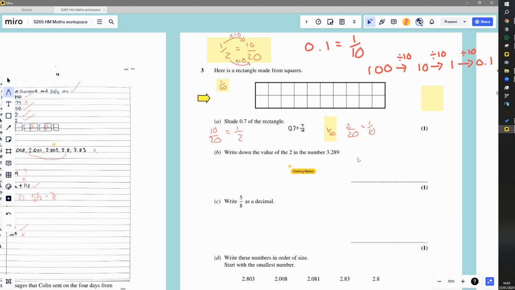So when I want to turn 7/10 into 20ths, I take the 7/10 and I want to make 20 here. How do I make 10 into 20? I times it by 2, which means I want to take the 7 and also times it by 2, which gives me 14. And so that shows me that I want to do 14 squares.